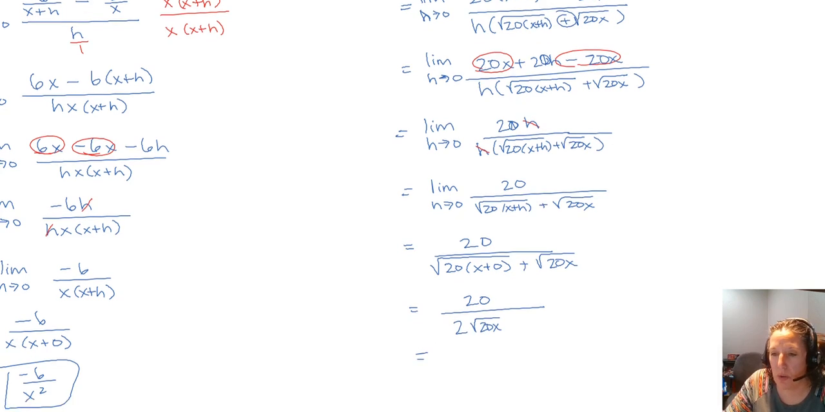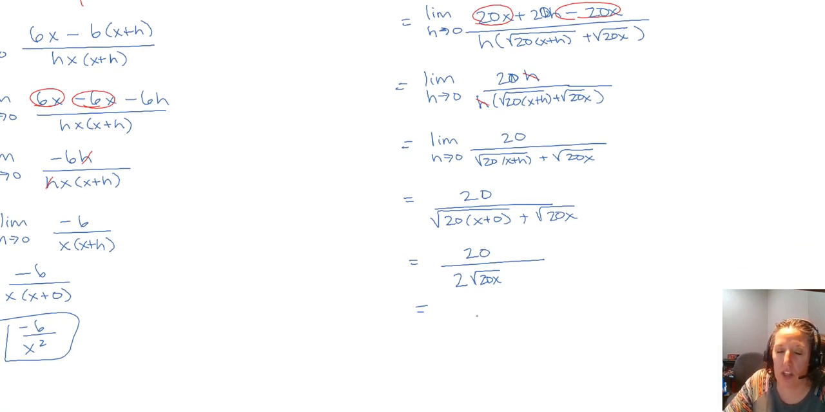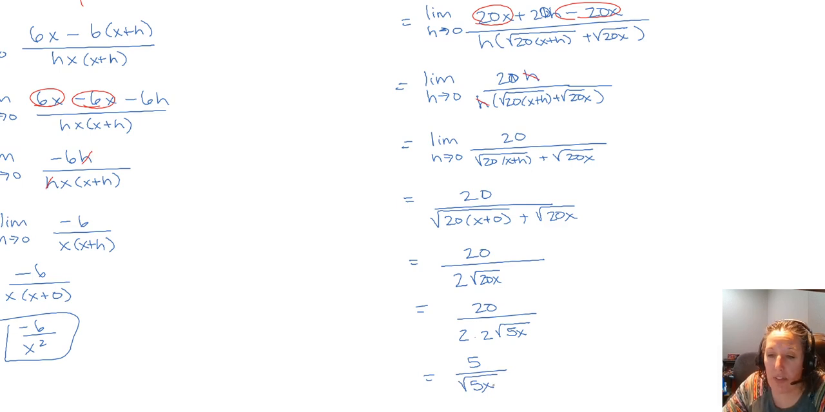and we can simplify the square root of 20x. 4 is a perfect square that goes evenly into it, so we get 2 times the square root of 4, which is 2, times the square root of 5x, and if we reduce that, 20 divided by 4 is 5 over the square root of 5x. And normally I would say you would need to rationalize the denominator, but since we do have an x in there, we're going to leave that as a square root in the denominator because we don't know what that x value is going to be.